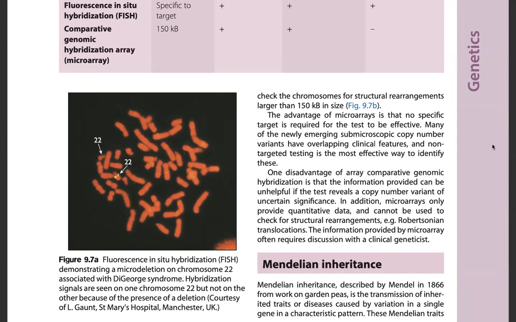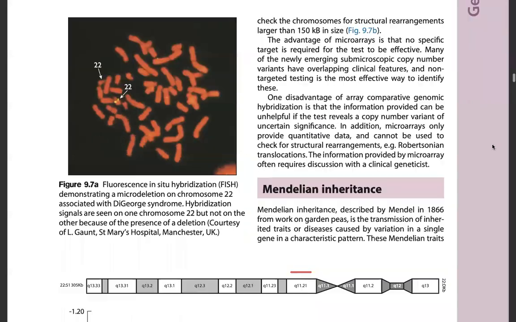One disadvantage of array comparative genomic hybridization is that the information provided can be unhelpful if the test reveals a copy number variant of uncertain significance. In addition, microarrays only provide quantitative data and cannot be used to check for structural rearrangements, for example Robertsonian translocation. Information provided by microarray often requires discussion with the clinical geneticist.